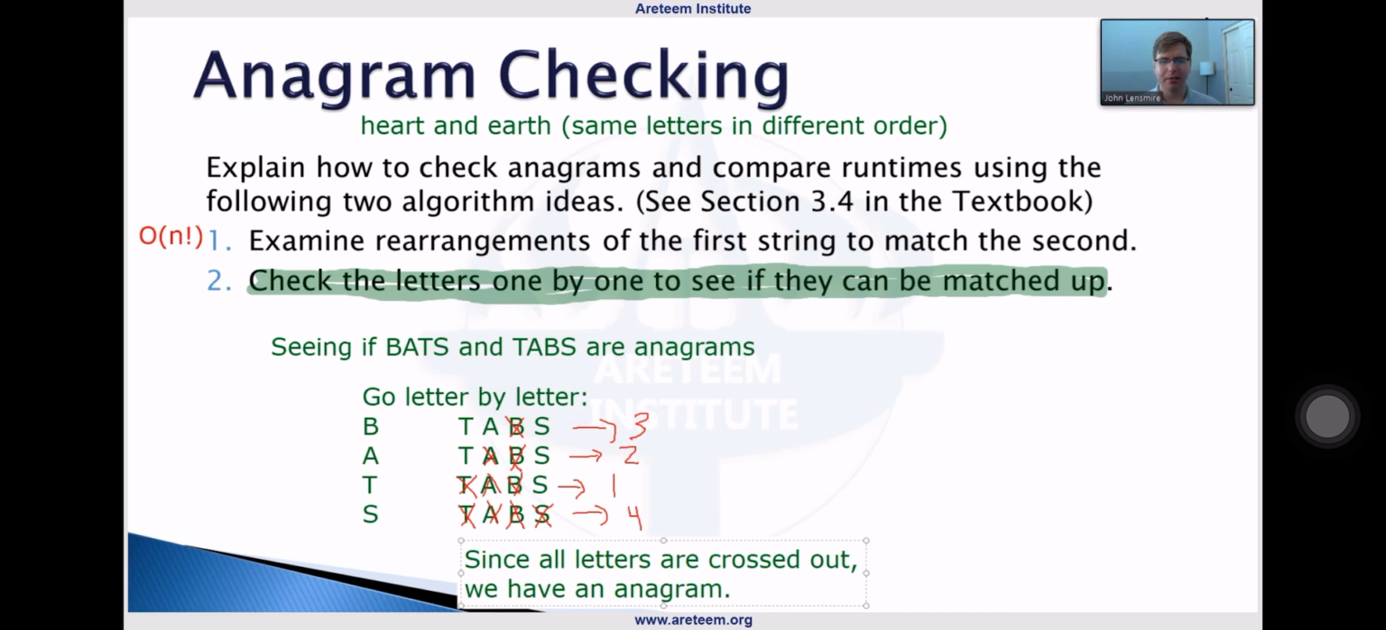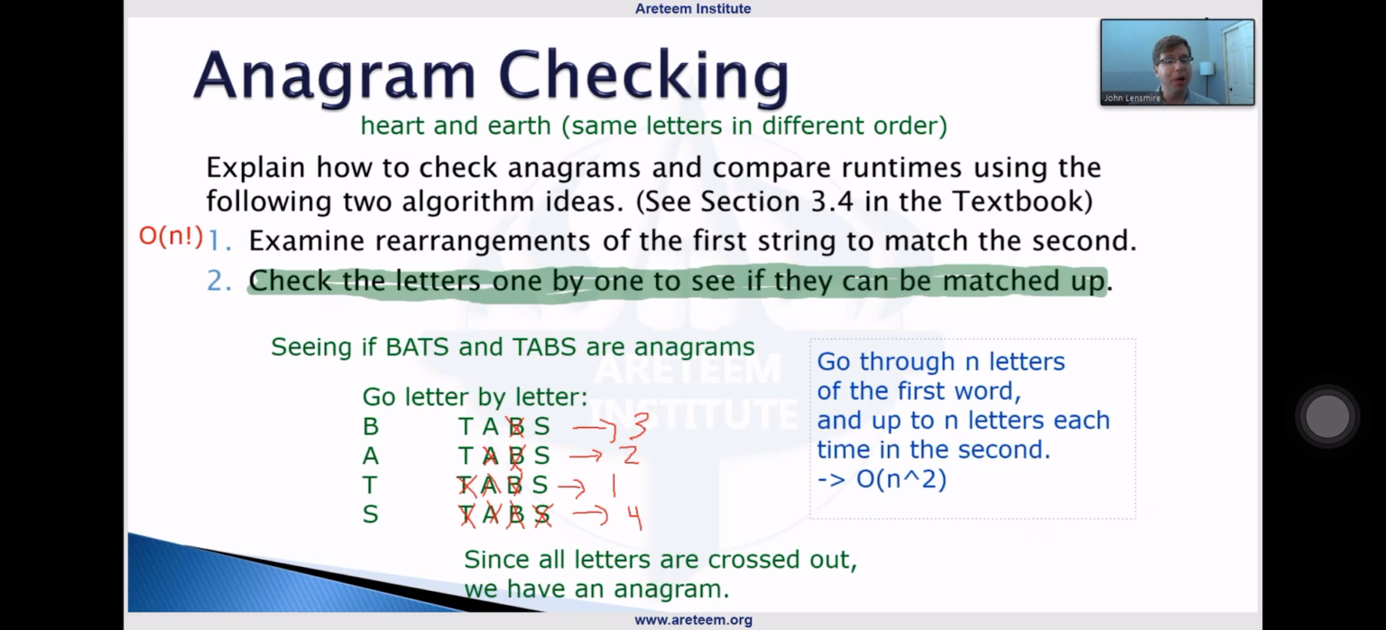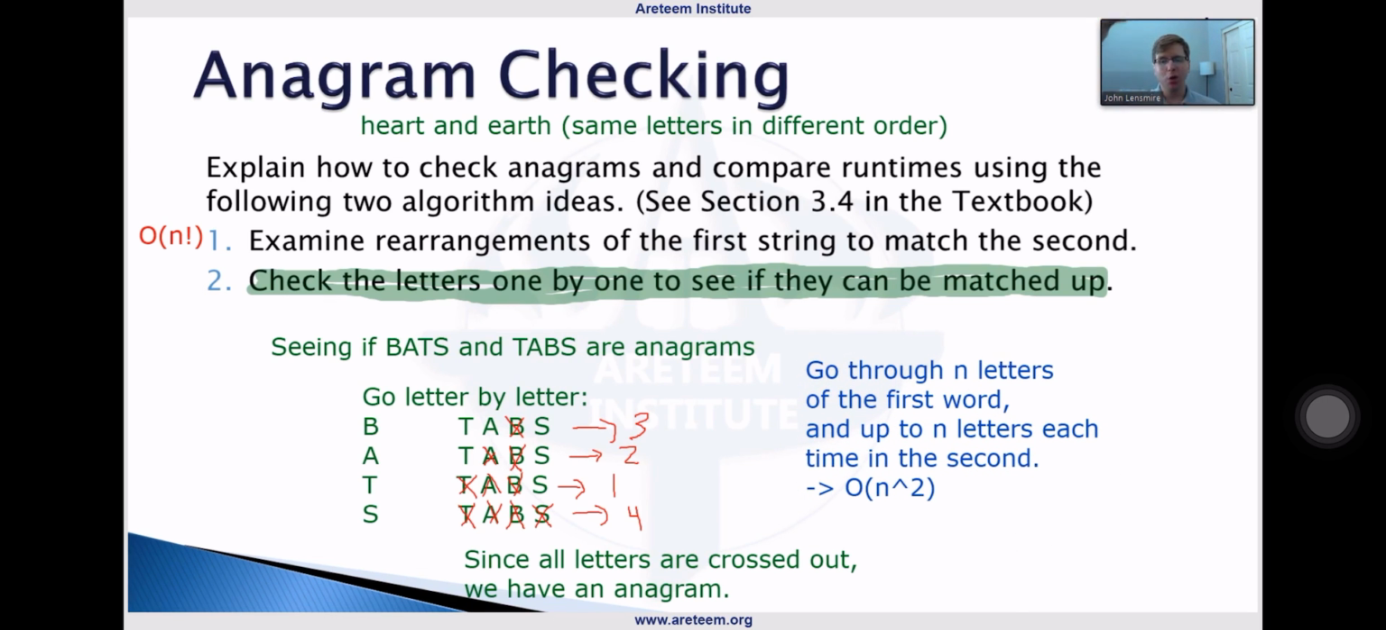So this is an example where we now are doing some looping action. Now notice here, the idea is we go through the first word, so we go through n letters of the first word, and up to n letters each time in the second. So this is where we're getting a double loop. Hopefully people are starting to see the pattern here that we've done a much better algorithm at this point. We loop through the first word to find the letters, and then for each one of those letters, we have this nested loop for the second set of letters. So here we're getting an O of n squared in this case.